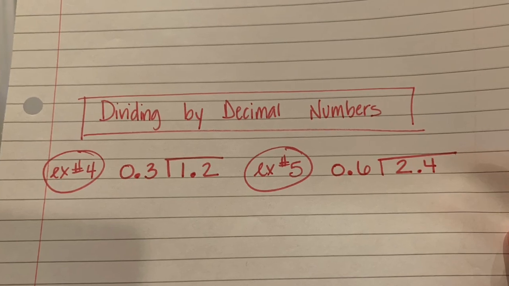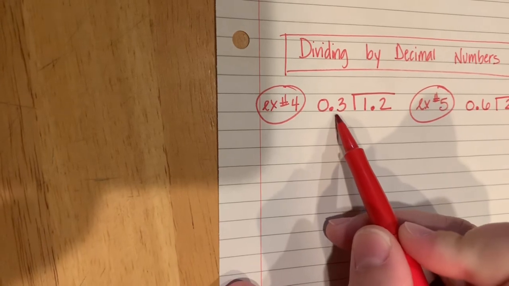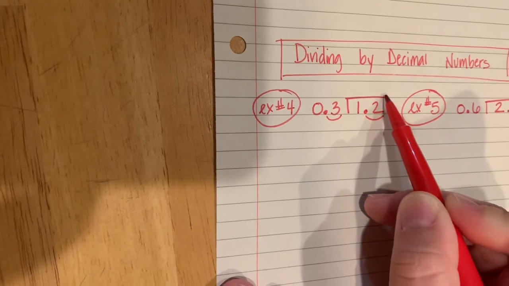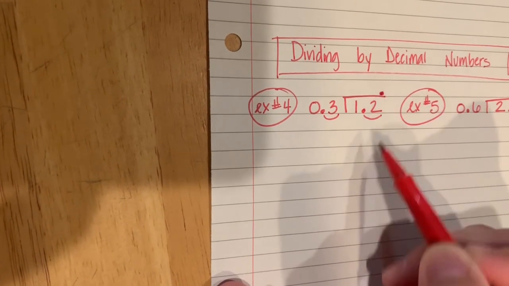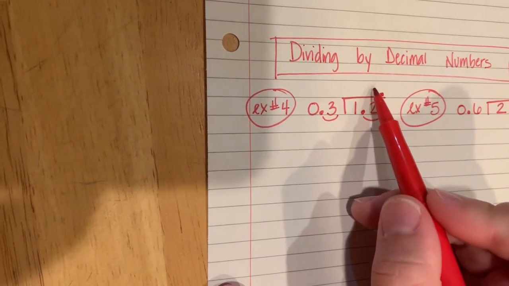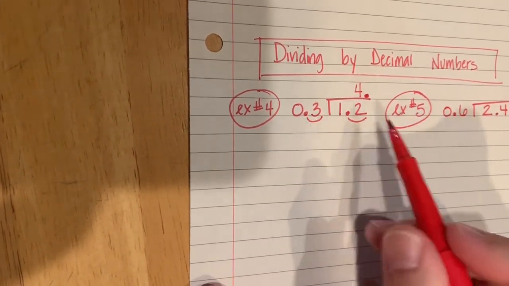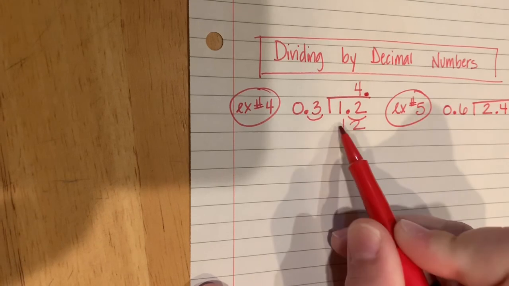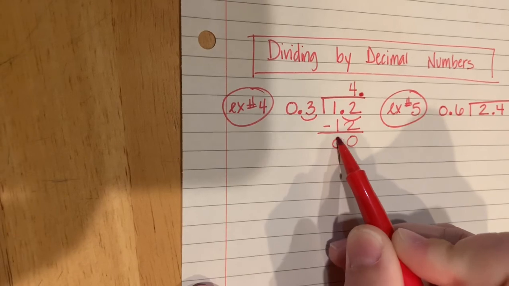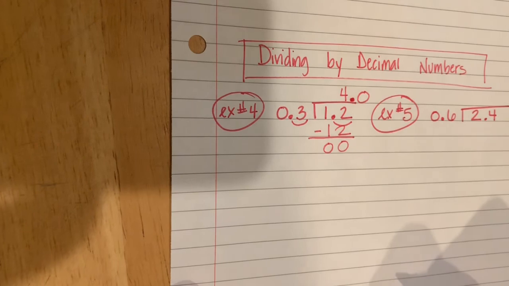Now we're going to divide decimal numbers. Okay, so here with dividing, we're going to move the decimal to the right only by 1, because our divisor, 3/10, only has one number to the right of the decimal point. Then we can divide like normal. So 3 goes into 12 4 times. We subtract and we get 0. So our answer is 4.0.